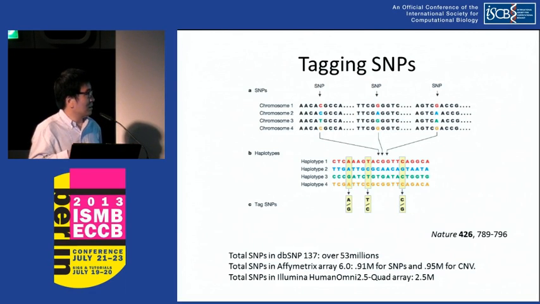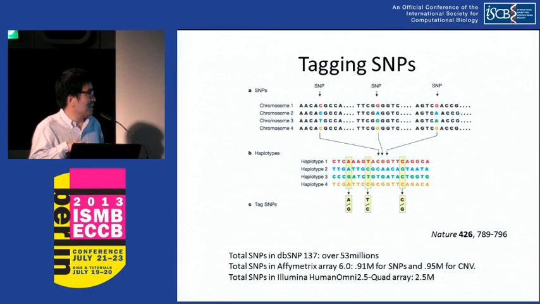The reason for the need for prioritization is that the array SNPs usually come from the tag SNPs. But tag SNPs are only 5 to 10% of the total SNPs. For example, dbSNP now has over 50 million records in the database, but the most recent Affymetrix array only has around 0.91 million SNPs. So you only select like 2% out of this.